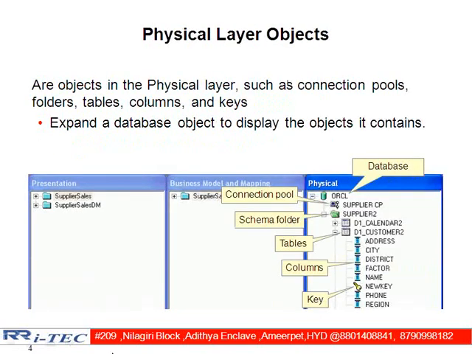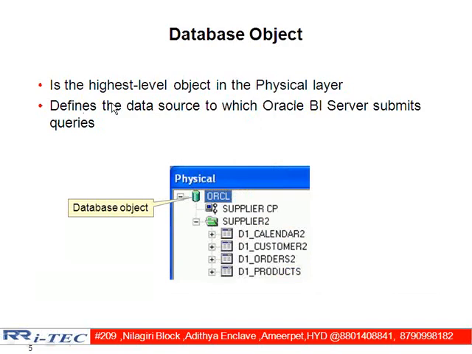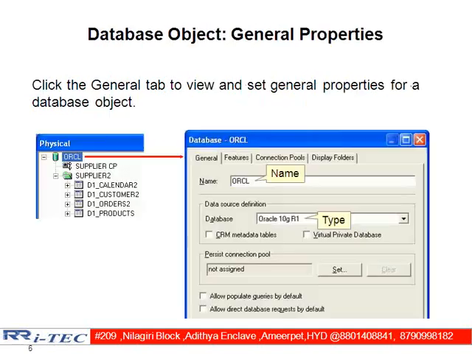Now, physical layer objects. We have physical layer objects. One is database, connection pool, schema folder, tables, columns, keys. And we need to understand each and every object. I am going for the first one, the database object. It is the highest level object in the physical layer and defines the data source to which the Oracle BI server submits queries. It is the biggest object or not, sir? It is the biggest object. This is the highest level object. If I right click on view data, then it is submitting the query to where, sir? ORCL database only.